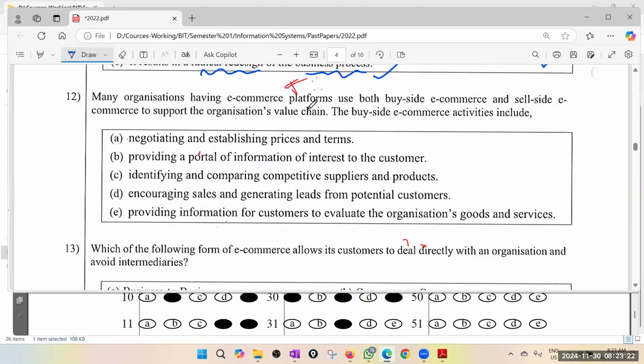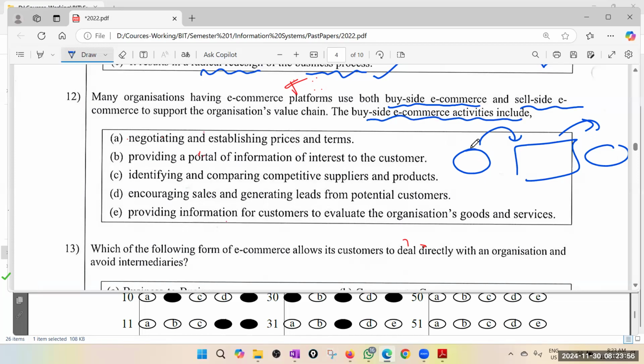12. Many organizations having e-commerce platforms use both buy-side e-commerce and sell-side e-commerce. Remember the value chain: raw materials, you process them and sell. This is buy-side, purchasing. This is sell-side, selling. Sell-side includes marketing, selling, customer support. Here you communicate with suppliers, logistics related to purchase orders, and so on. The buy-side e-commerce activities include logistics related to sending invoices, payments, negotiating and establishing prices and terms. Yes, that is part of the buying process.